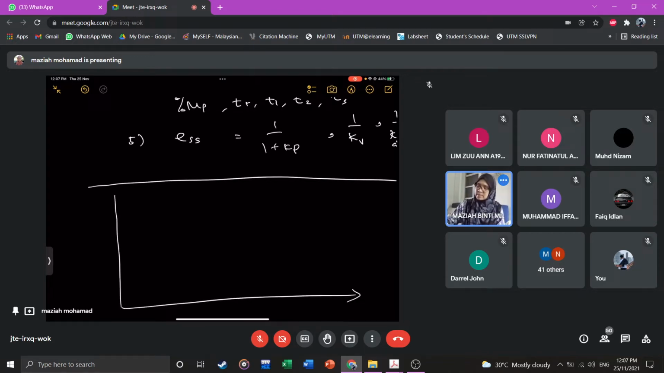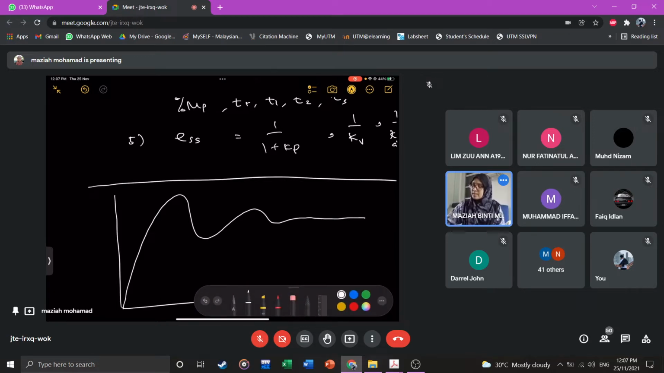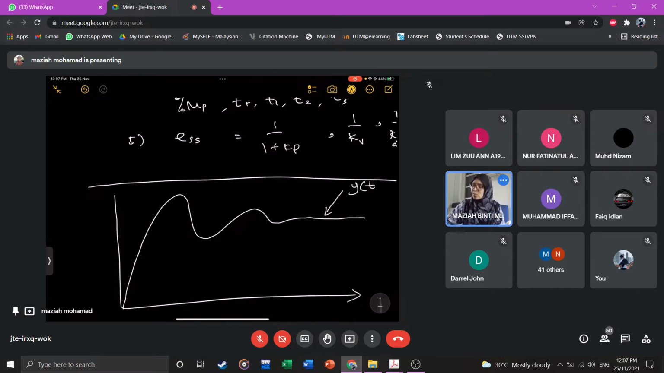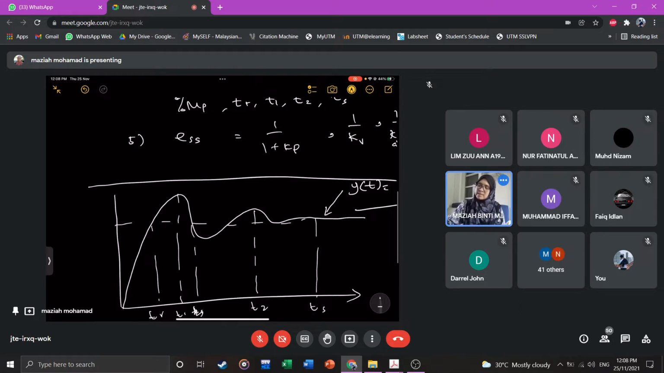let's say it is second order. The first part is to get the equation y(t) equal to something. And the second part is to learn to calculate Tr, T1, T2, Ts and the percentage overshoot.